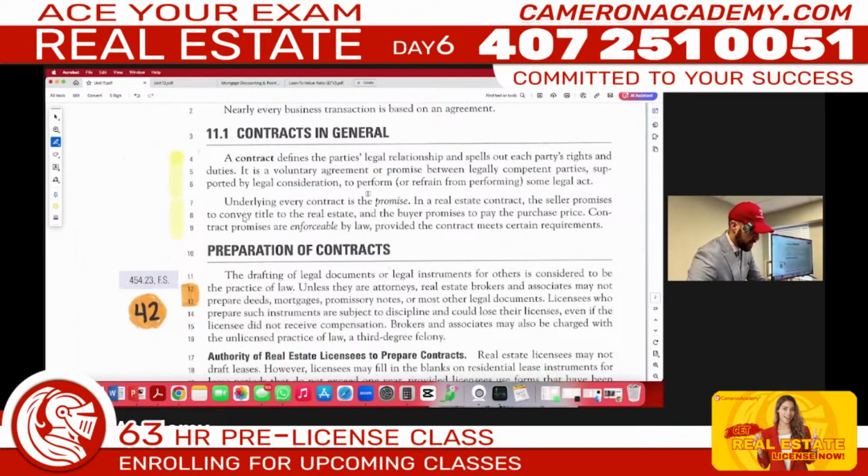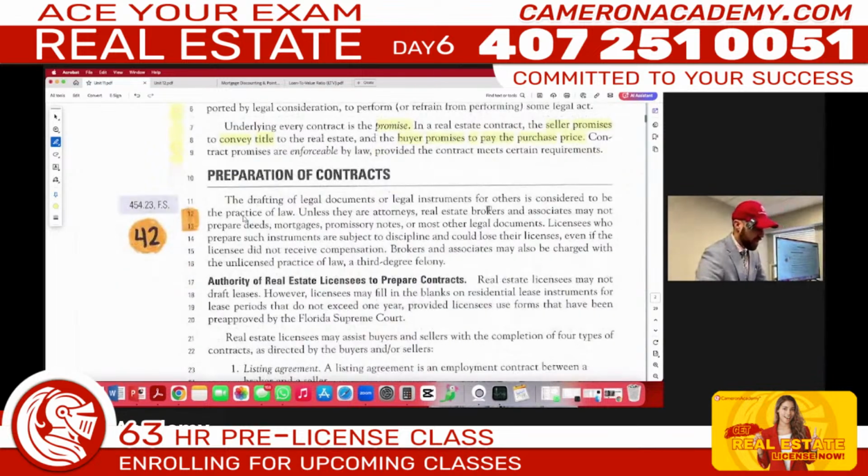If you continue down to the next paragraph, this is important for you to hear. Key to every contract is the what? Promise. Once again, the promise to do or to not do certain things. For example, in a real estate contract, the seller promises to transfer title, and the buyer promises to pay the purchase price. We understand that concept. Contract promises are enforceable by law provided the contract meets certain requirements. This is what we're going to discuss. What are those requirements? They're outlined within this unit.